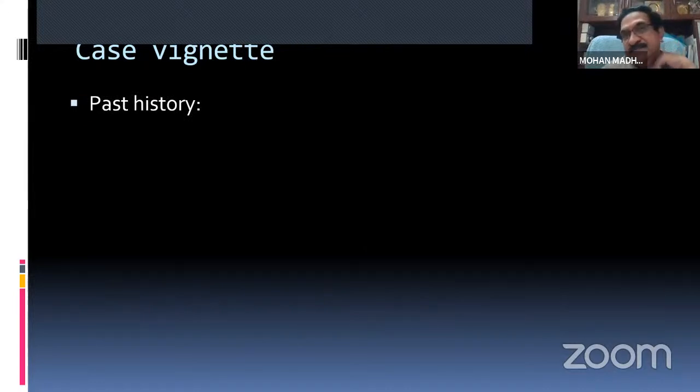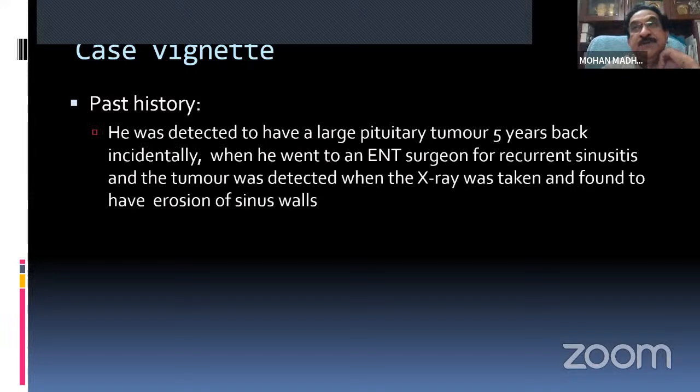There is a significant past history in this patient. He was detected to have a large pituitary tumor 5 years back, detected incidentally when he went to an ENT surgeon for recurrent sinusitis. The surgeon took a CT scan to look at the sinuses, and then the tumor was detected.